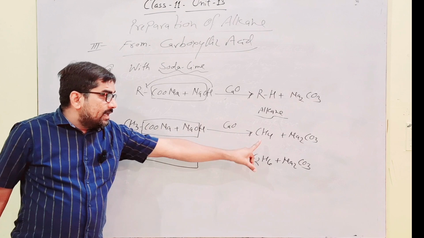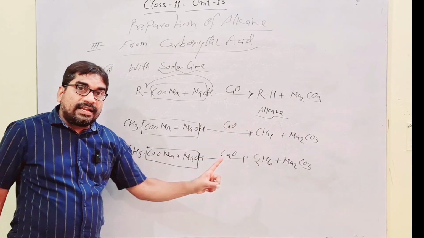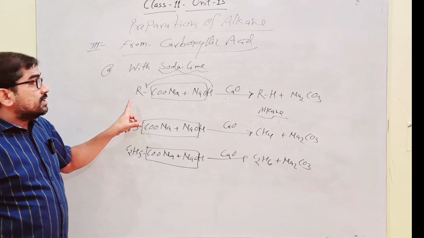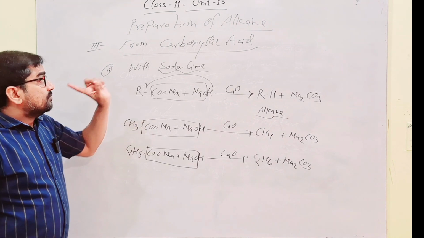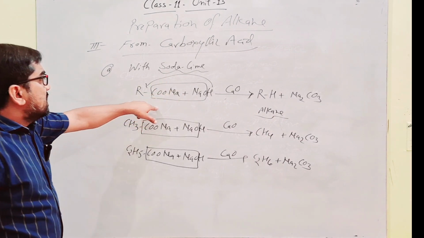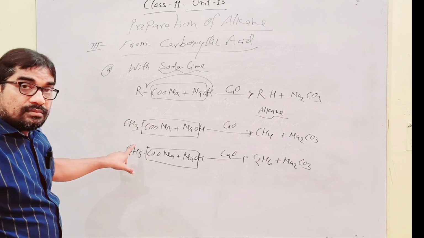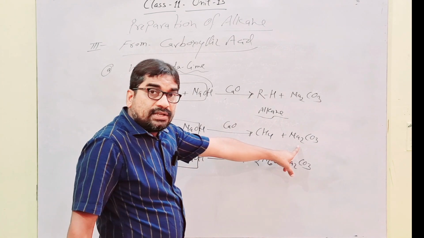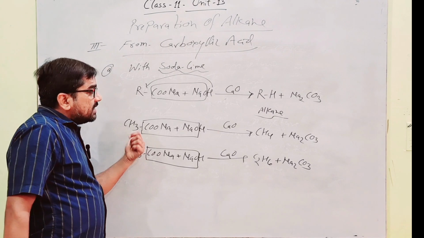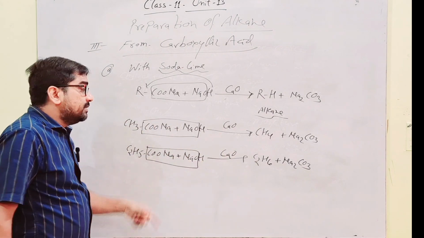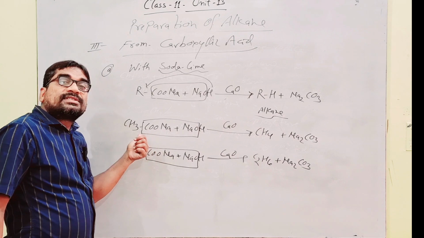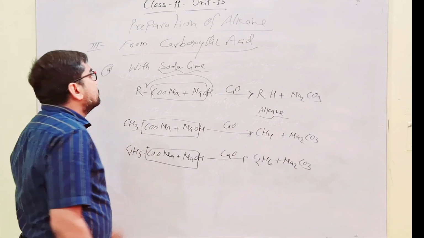The alkane obtained will be one carbon less than the carboxylic acid in this soda lime reaction, when soda lime reacts with the sodium salt of carboxylic acid, because one carbon is eliminated as Na2CO3. So the alkane formed will always be one carbon less than the parent sodium salt of carboxylic acid.